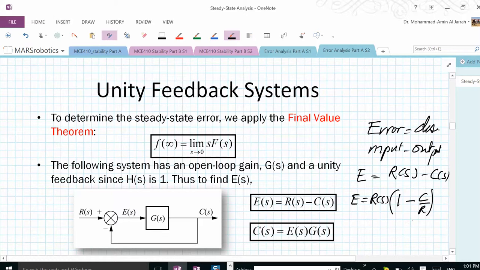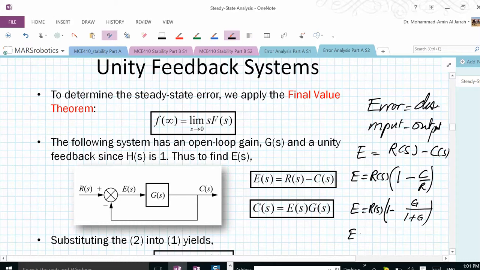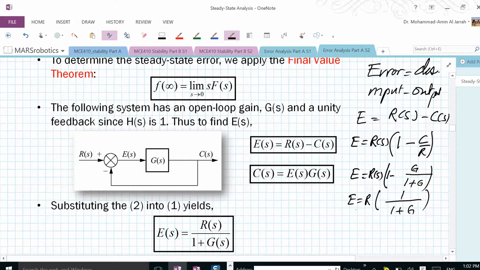What is C over R? This is the closed loop transfer function, right? So for this system, E equals R of s times 1 minus the closed loop transfer function. Let me do it in 2 steps so you can see. This is G over 1 plus G, correct? Therefore E equals R times 1 over 1 plus G, with 1 in the numerator. So this is the error transfer function: 1 over 1 plus G.